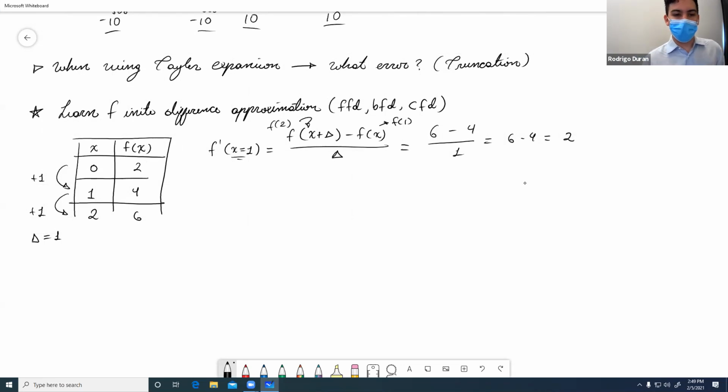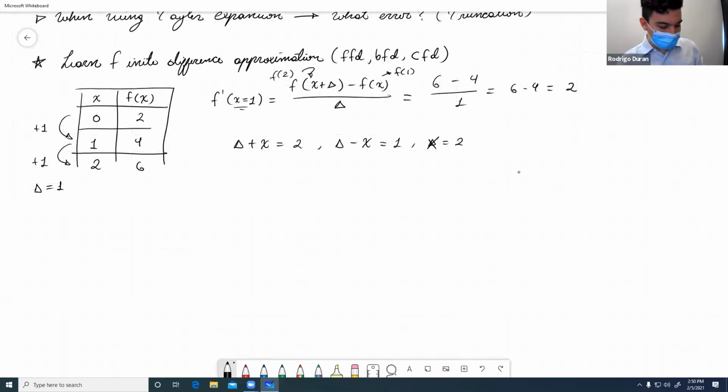Instead of giving it to you like this, they can give it to you in a very easy way. They can say x plus delta is equal to 2, x minus delta is equal to 1, and delta is equal to like 2, the time step or something like that. I'm sorry, they're not going to give you the delta, they will give you the x. So they can give it to you in two formats: they can give you the table, or they can give you the actual values to plug into your function. You just have to use the function. That's all you have to do.